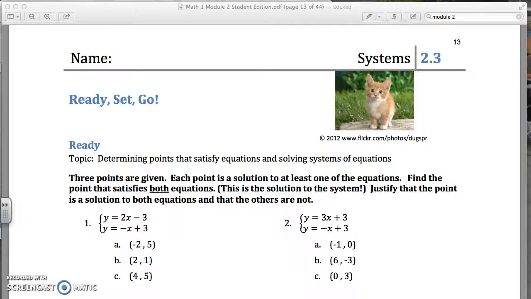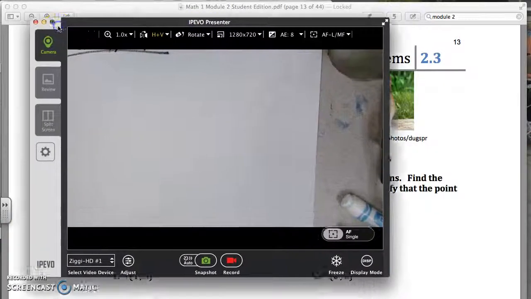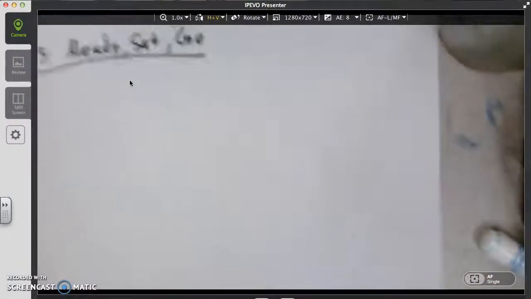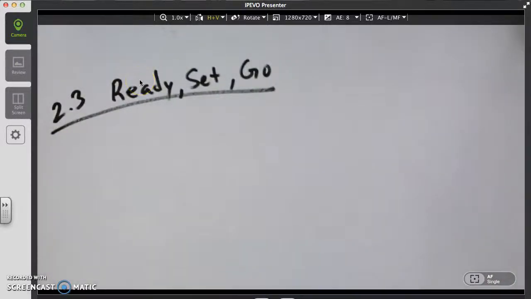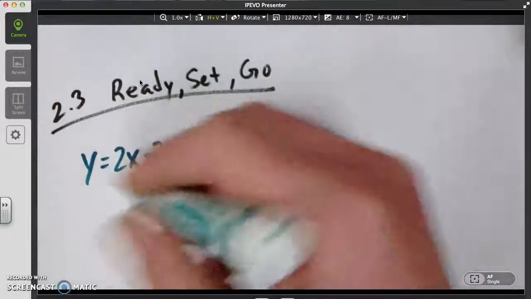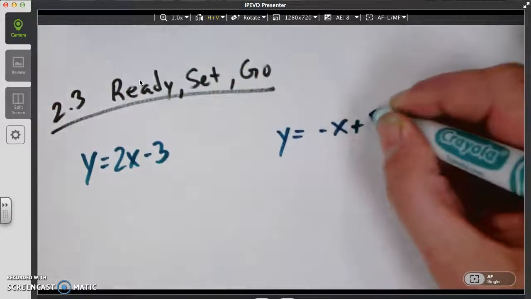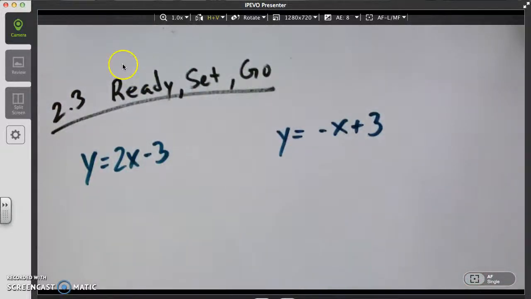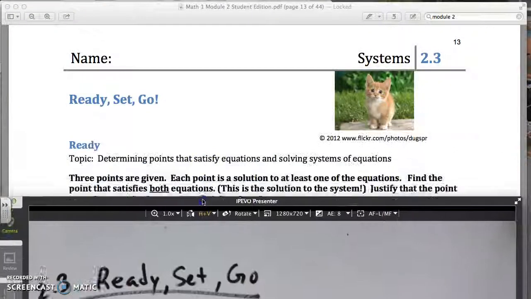So let's pull our thing up here, and I will try and show you the calculations. Okay, so here we are. We got Ready, Set, Go 2.3. Let's move this over. And your equation was y equals 2x minus 3. And then I'm going to write them side by side, and you'll see why in a moment. Okay, so these are the two equations. Let me straighten this out a little bit.